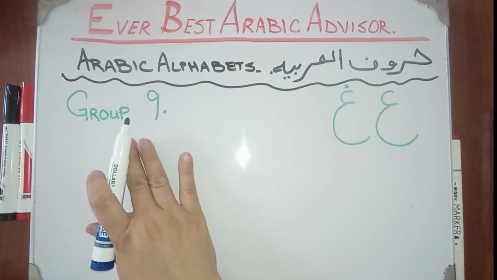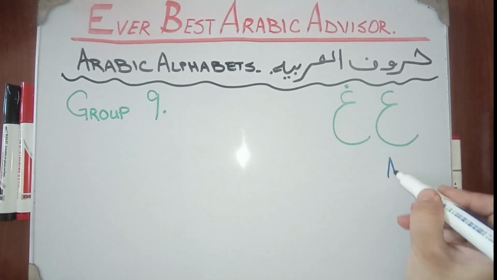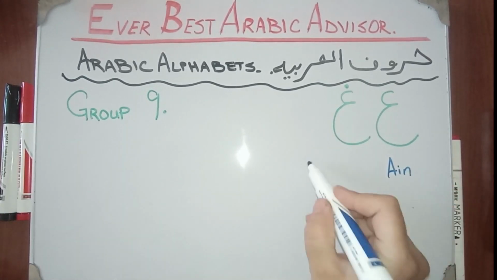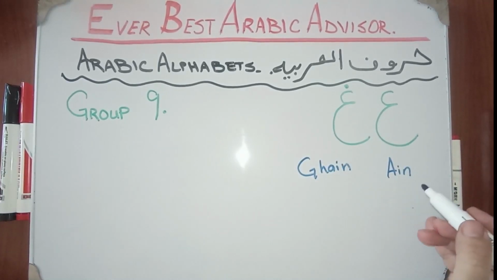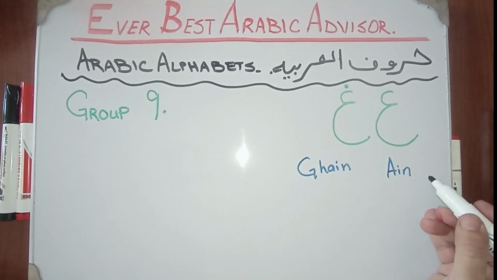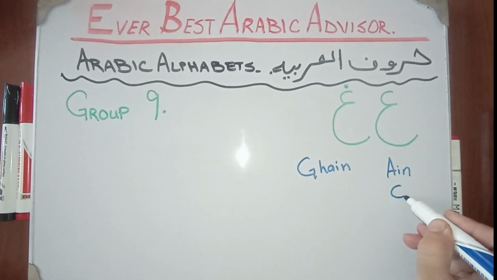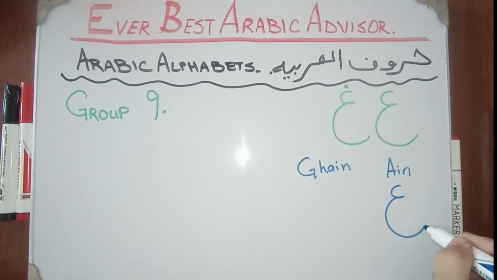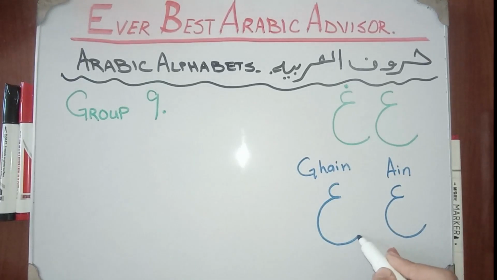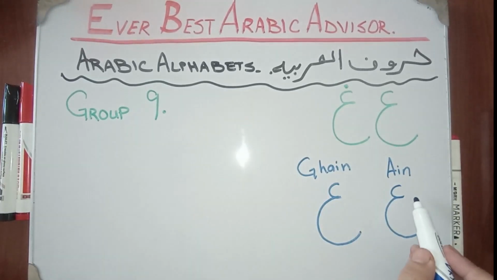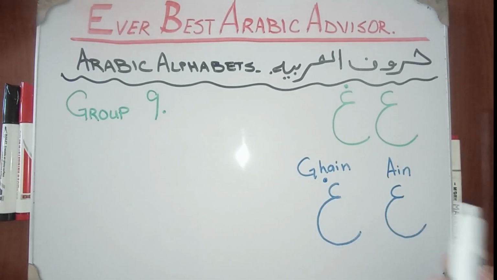So in group number 9 we discuss the two next letters, Ain and Ghain. Let's try how to write them. Simple, just like joining two half circles, one small circle and one big half. Let's try again like this, just joining two half circles in a particular shape. Ain is without a dot. Ghain has one dot, which makes it different from Ain.